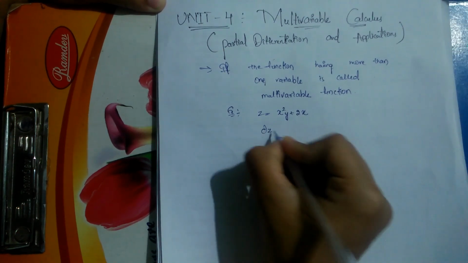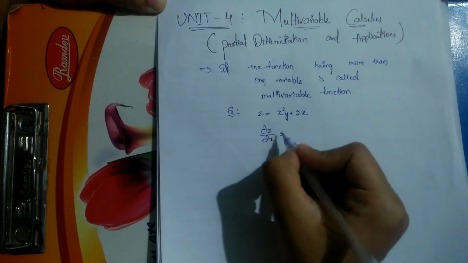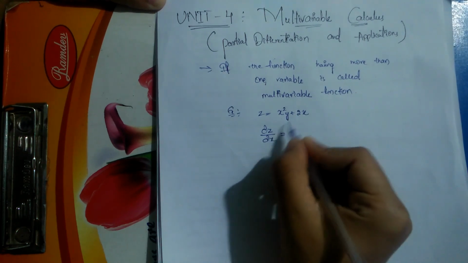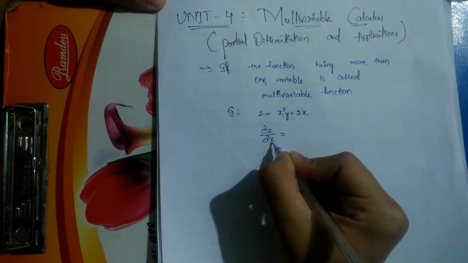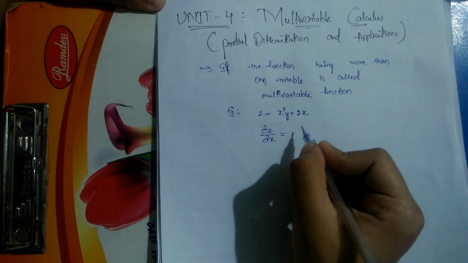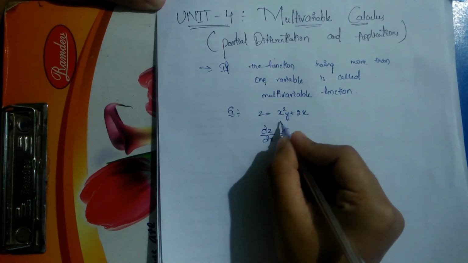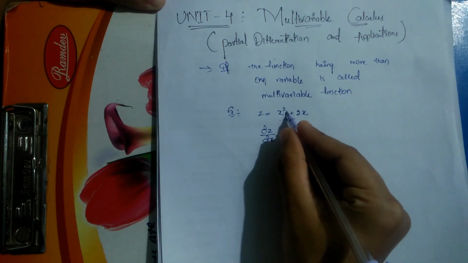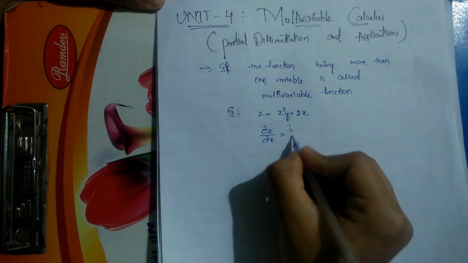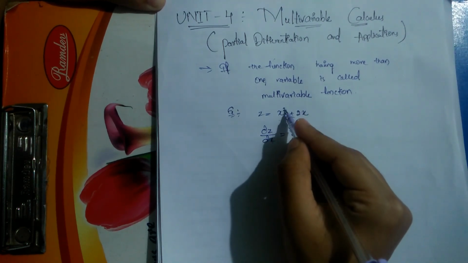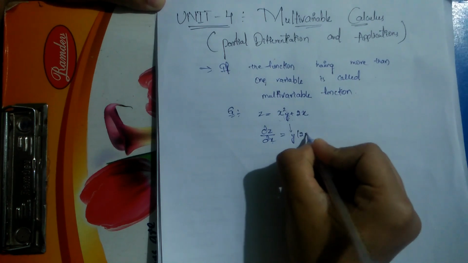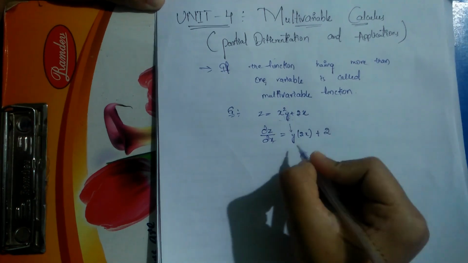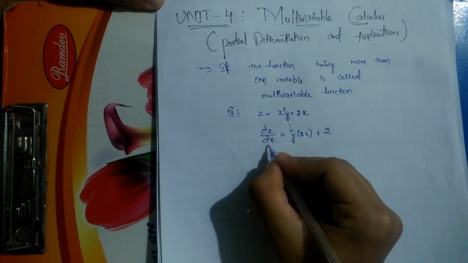Now dou z by dou x means we are differentiating the function z with respect to x. When we are differentiating the function with respect to x, the other variable is treated as constant. So in the term x square y, the other variable y is treated as constant, so write y as it is. Then the differentiation of x square with respect to x is 2x, plus 2x differentiated with respect to x is 2. So this is dou z by dou x.